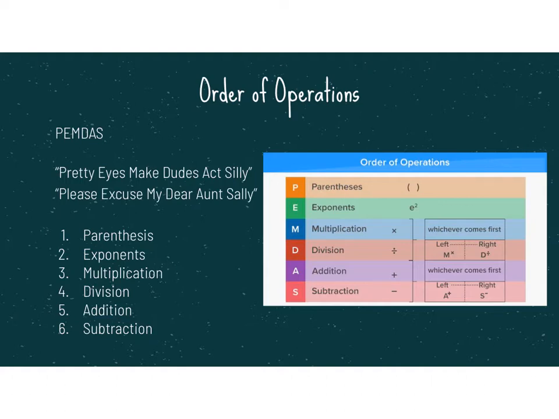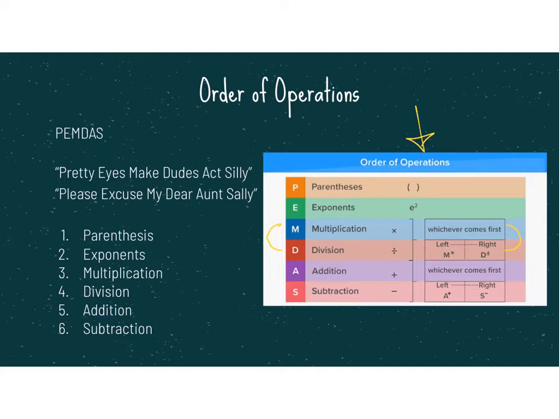But what PEMDAS stands for is parentheses, exponents, multiplication and division, and addition and subtraction. So that's the order in which we want to simplify things. One thing that this box is showing us is that the multiplication and division go together. So it says whichever one comes first from left to right. Sometimes that means you'll be doing some division before you'll be doing multiplication.